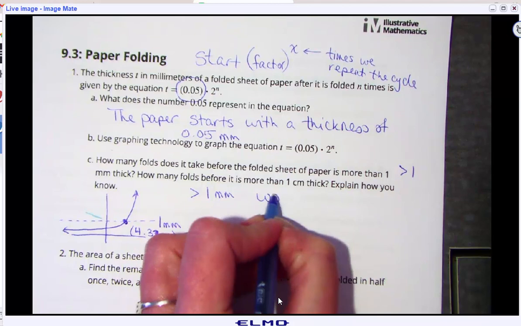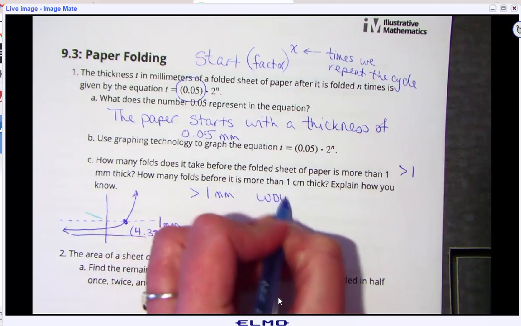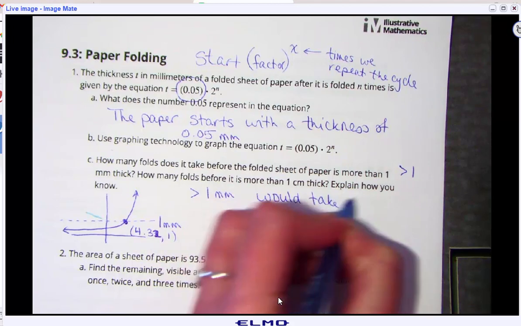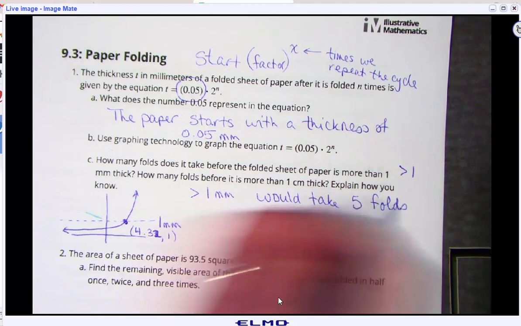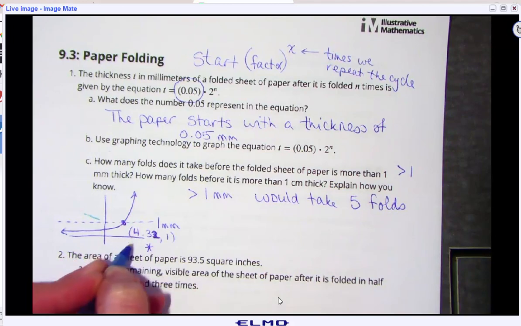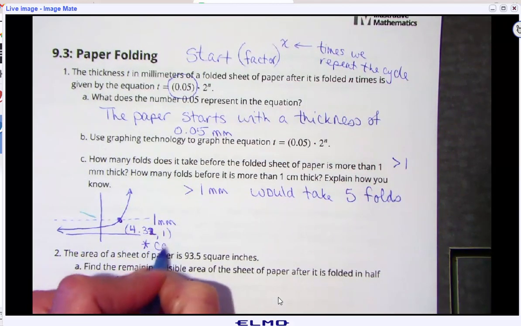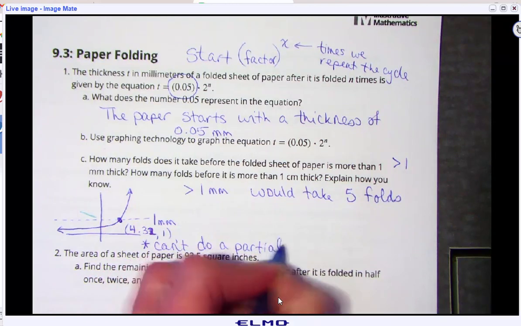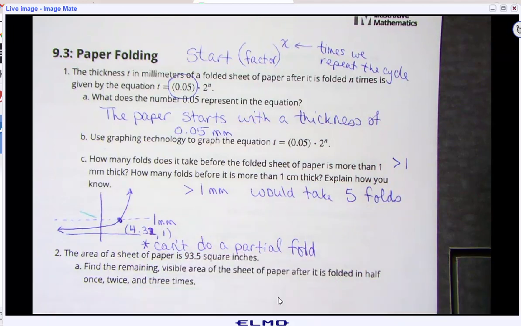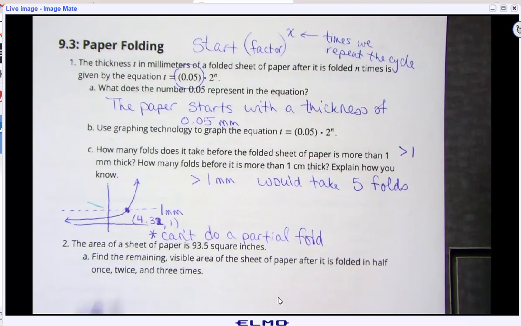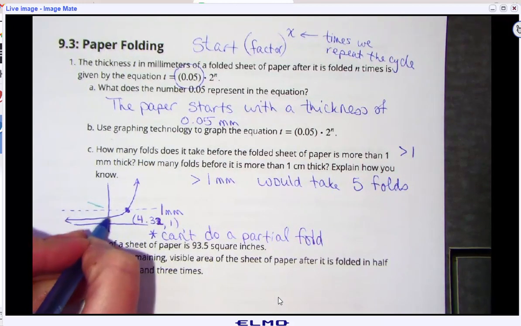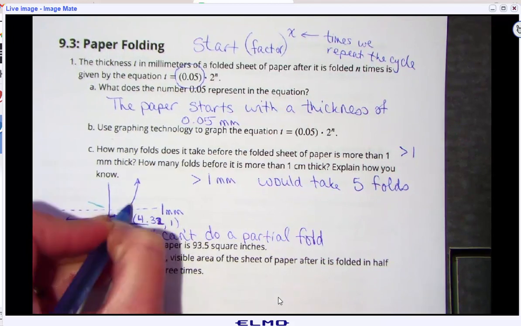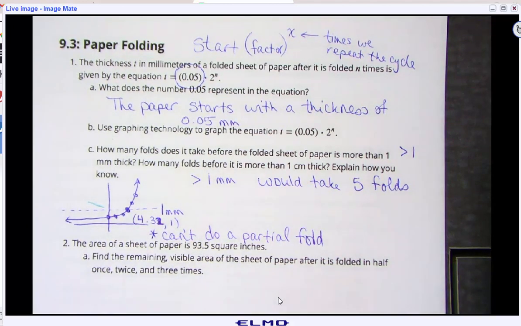So 1 millimeter would take 5 folds. So I'm going to put a little star down here with an asterisk to remind myself that we can't do a partial fold. So technically, our graph shouldn't be a continuous line here, because all of our inputs, we can only do whole number folds. So we should actually see a series of separate dots like that instead of one continuous line.